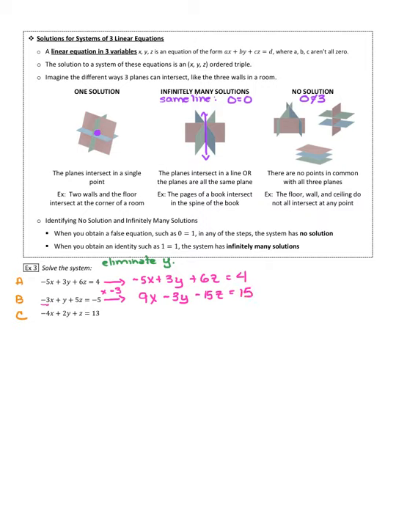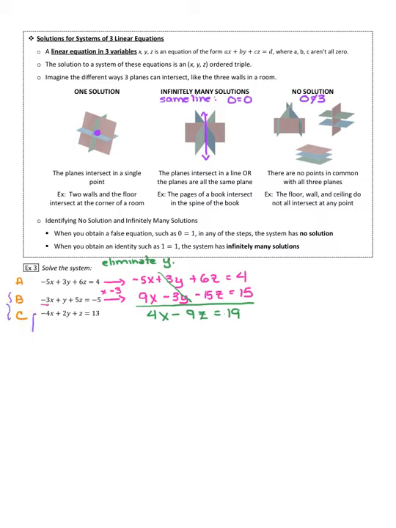So I've created 2 equations where I know I can get rid of this y. So 9 minus 5 is 4x. 6 minus 15 is minus 9z. And then 4 plus 15 is 19. So I have one equation in just x and z. I need a second equation that is just in x and z, but I have to use all three of my equations. So what I'm going to do now is I'm going to use B and C.